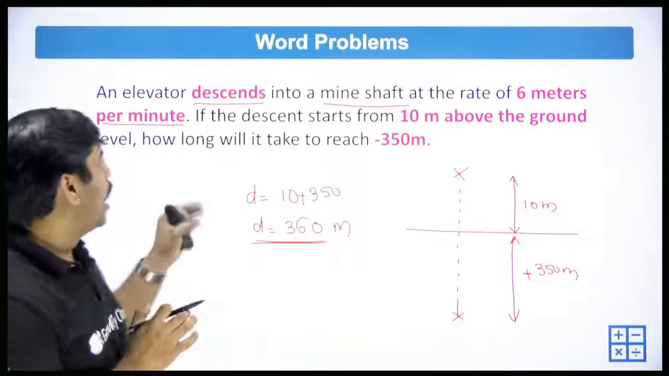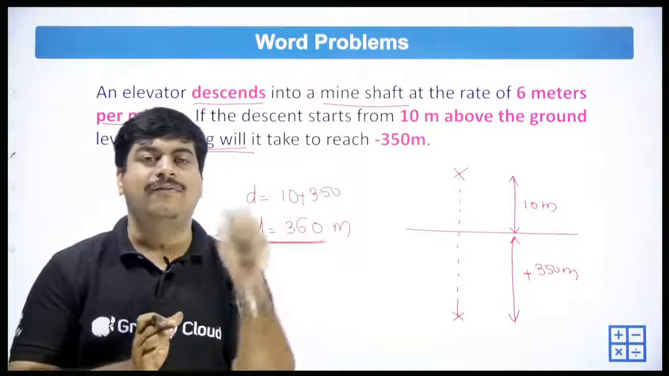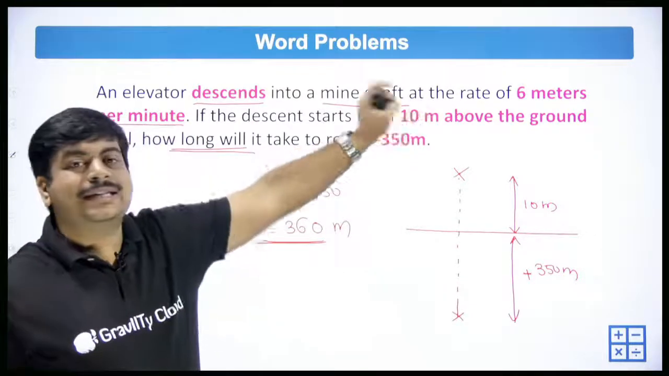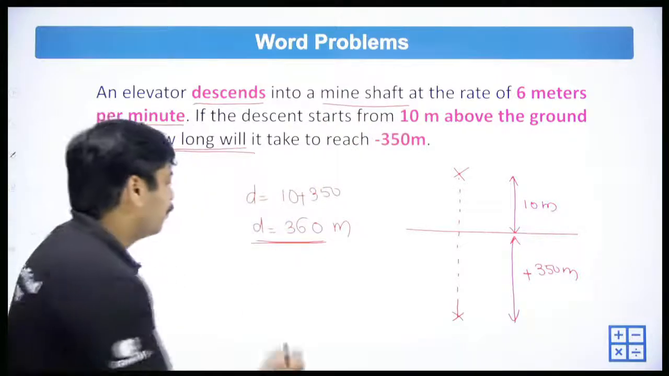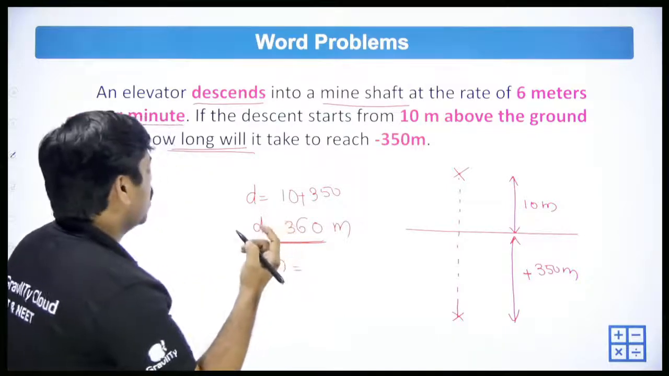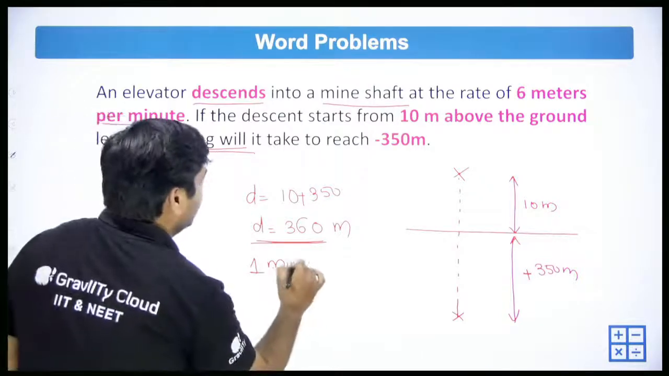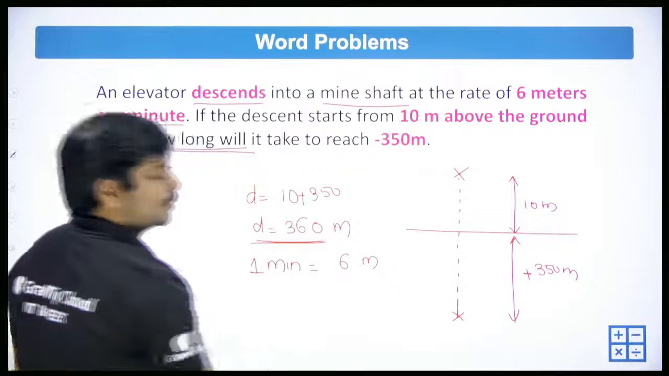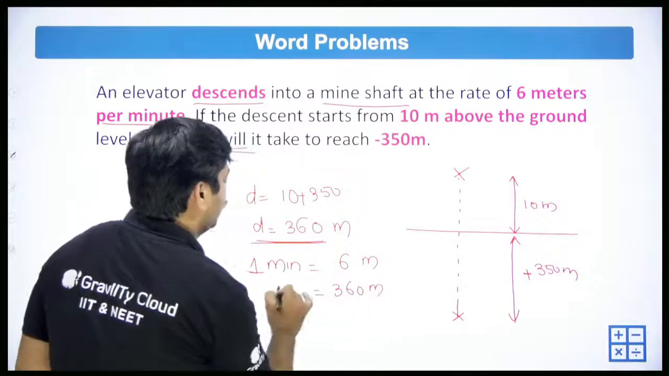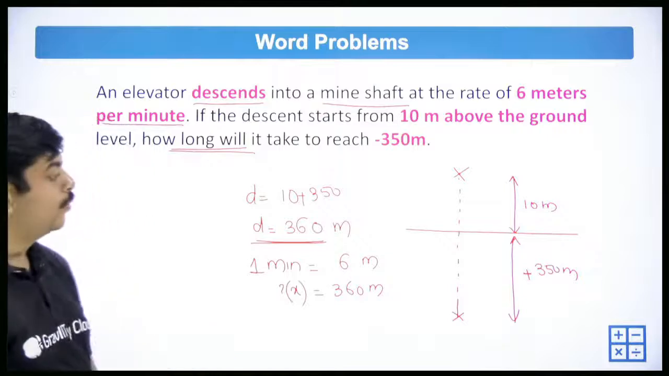But we should find how long it will take, meaning how many minutes or hours, what is the total duration of that journey at the rate of 6 meters per minute. For 1 minute, let us say we are going at 6 meters. Then for 360 meters, how much time are we taking? Let me take this duration as x. So how to calculate this one?